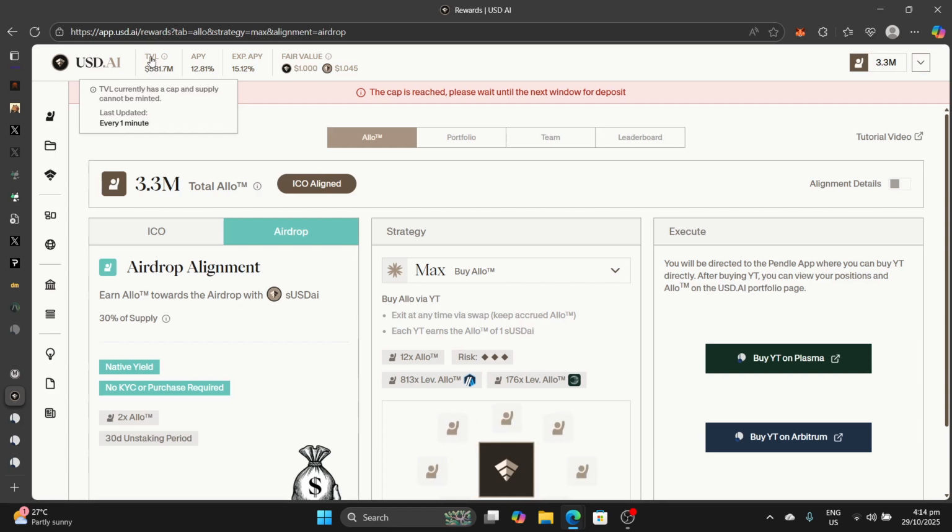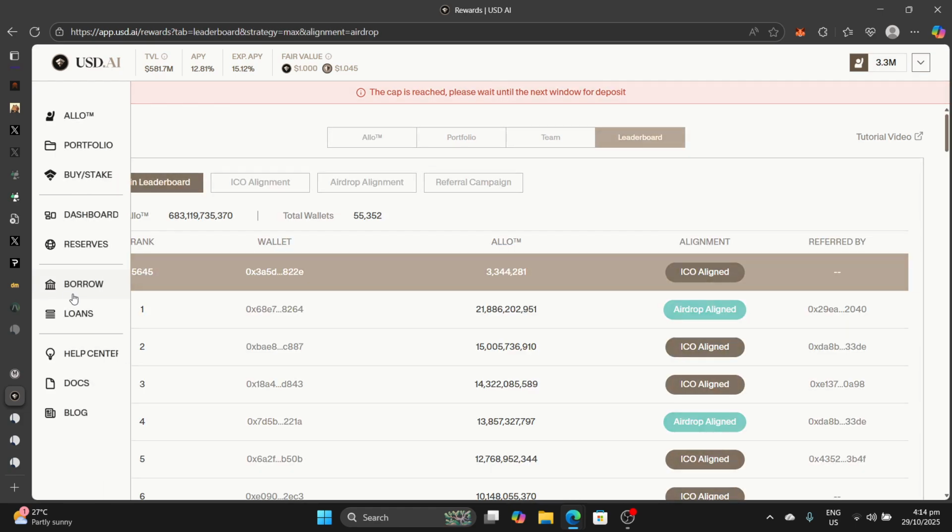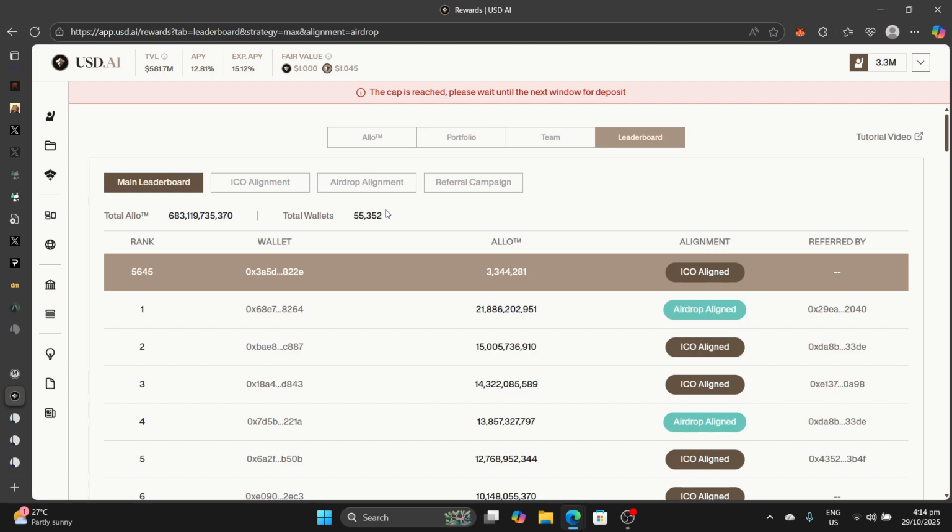500 million TVL, 30,000 would have a tangible impact there. Although there is not much time, let's assume there are 20 days left. So let's look at the leaderboard. So you see I'm ranked. Let's see, it has really increased.